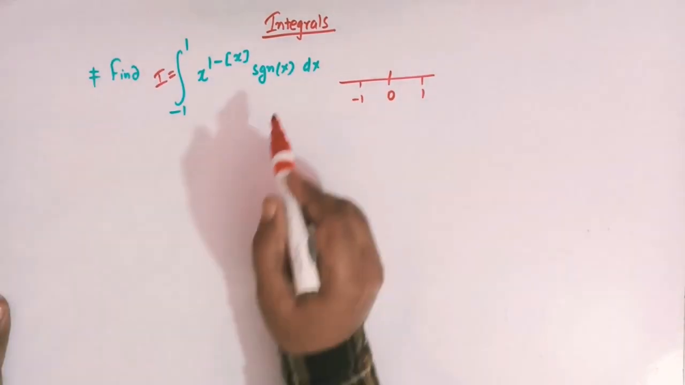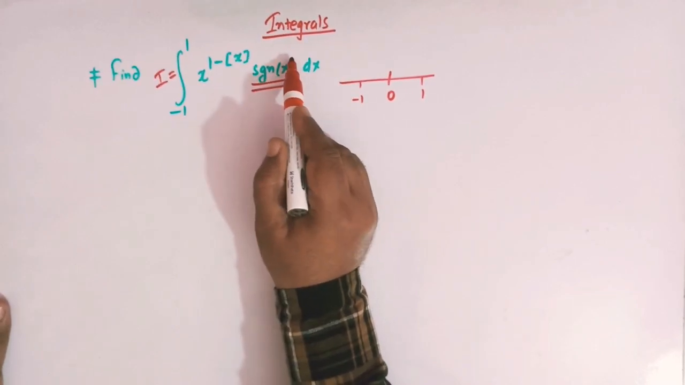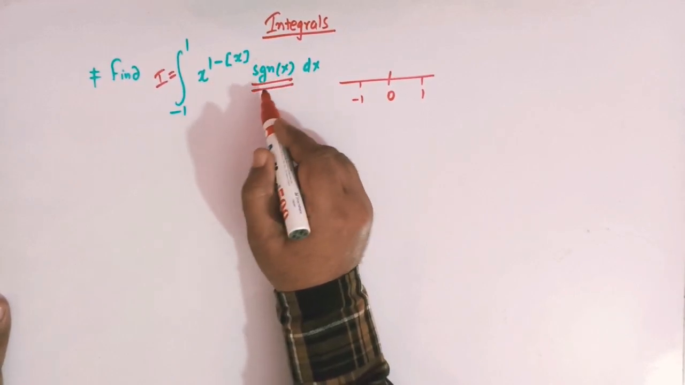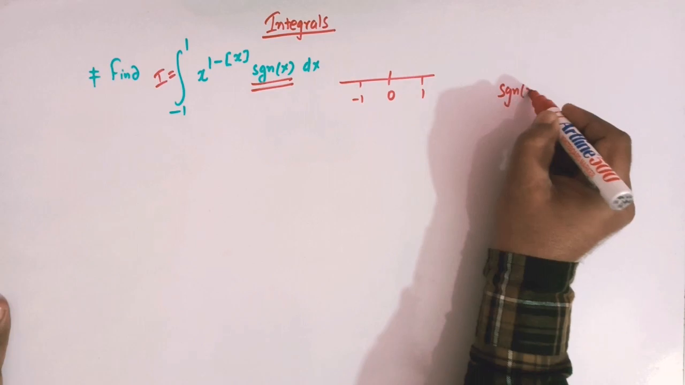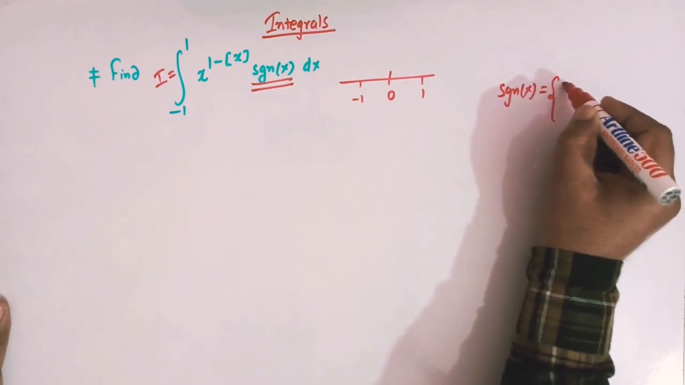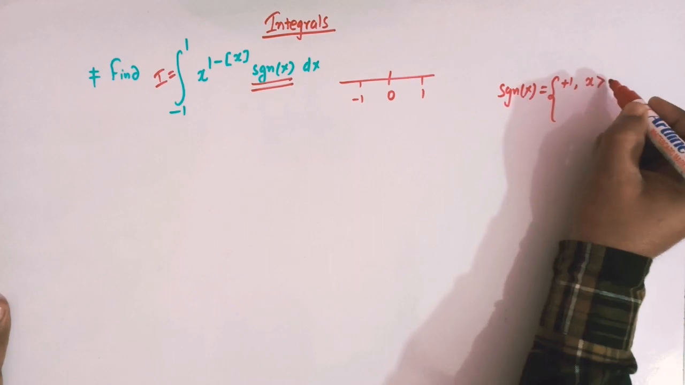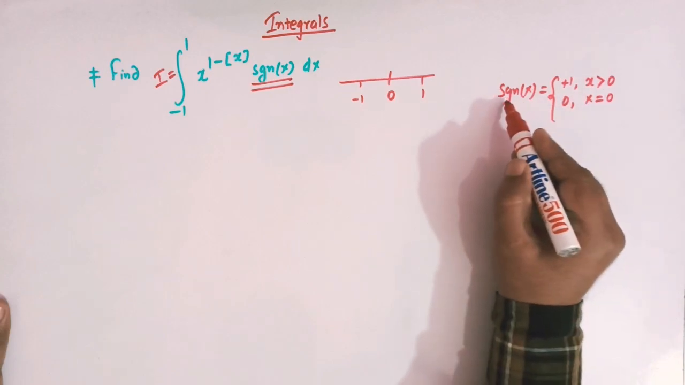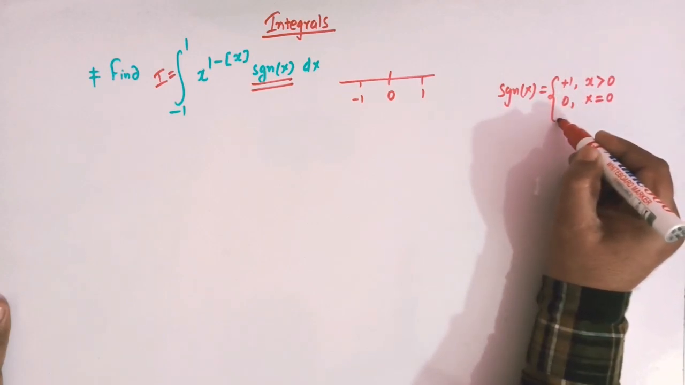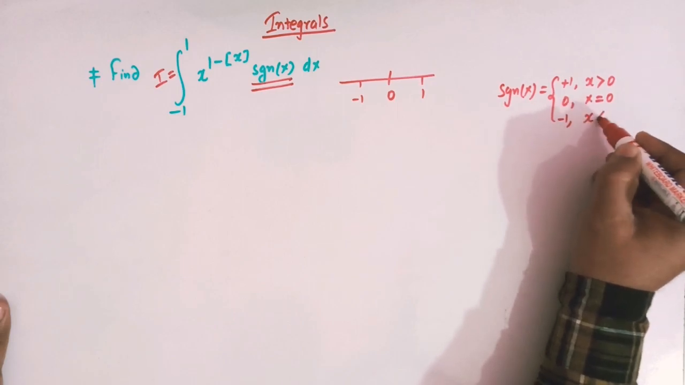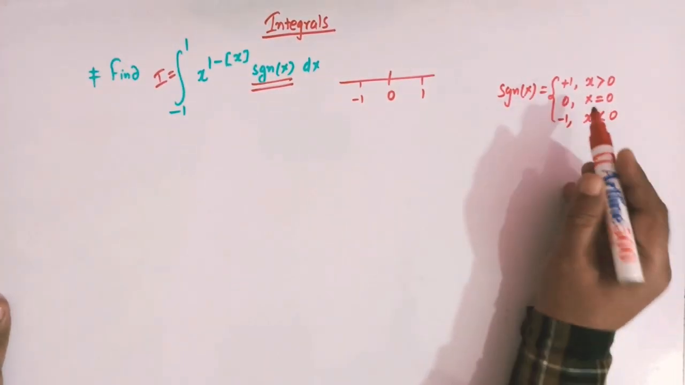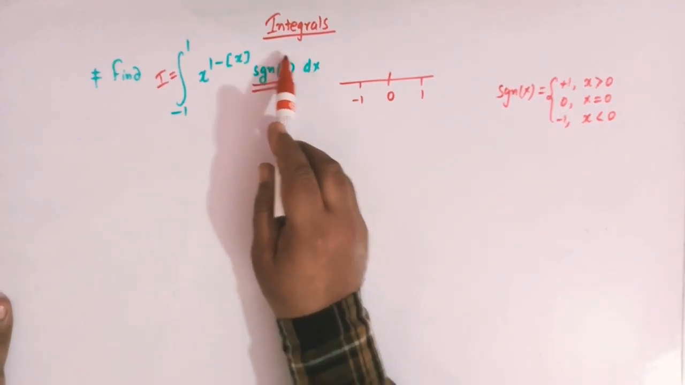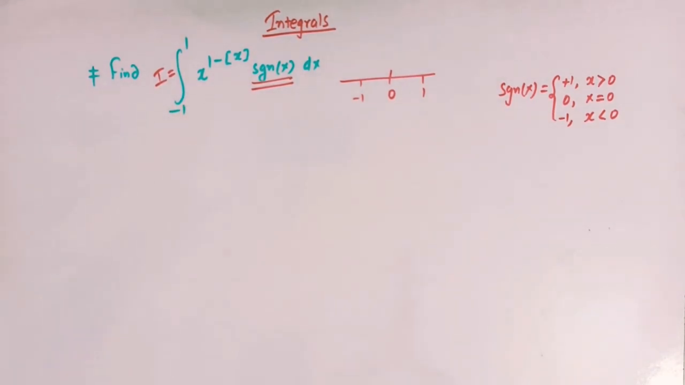So first of all, we'll take the definition of signum function. Signum of x is defined as +1 whenever x is positive, signum of x is 0 whenever x is equal to 0, and signum of x is equal to -1 whenever x is negative. We'll make use of this definition of signum function to simplify this integral.